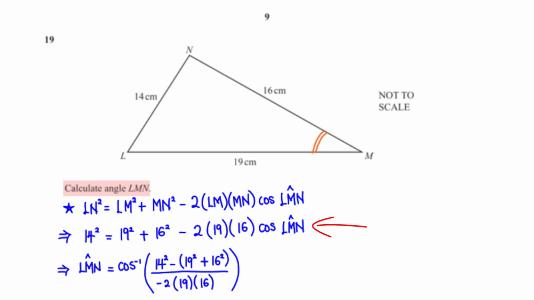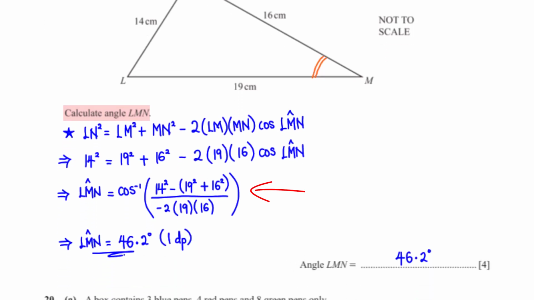And by slotting in the given values for the sides of the triangle, we now have 14 squared is equal to 19 squared plus 16 squared minus 2 times 19 times 16 cosine of LMN. When we make LMN the subject of the equation, we get cosine inverse of 14 squared minus 19 squared plus 16 squared, all divided by minus 2 times 19 times 16. And when you type this into the calculator, we get our final answer as 46.2 degrees, correct to 1 decimal place.